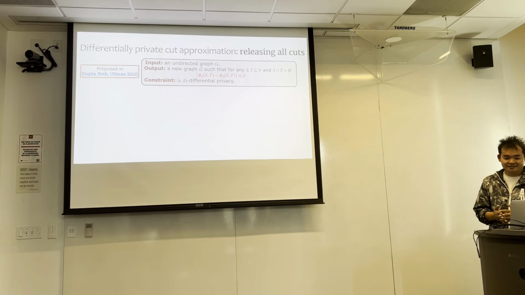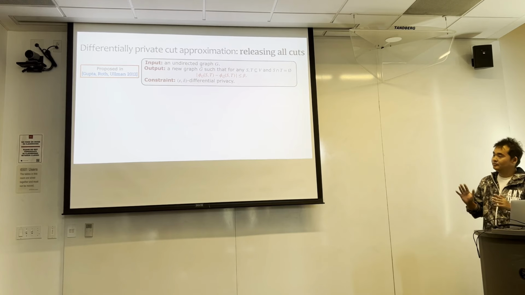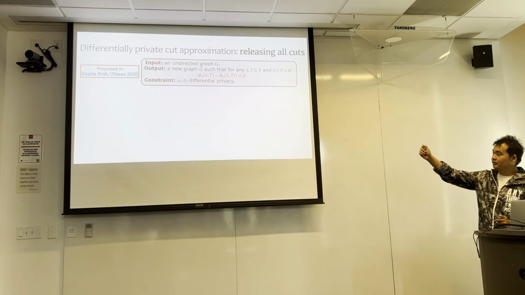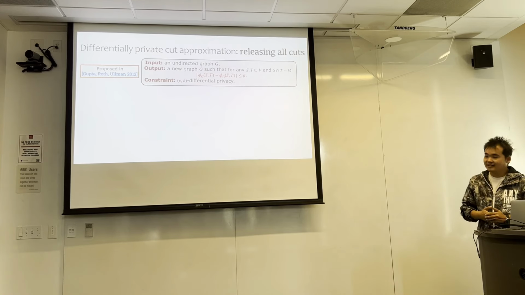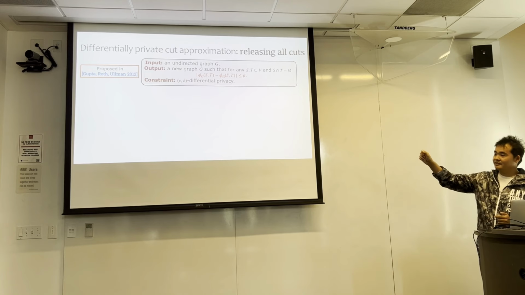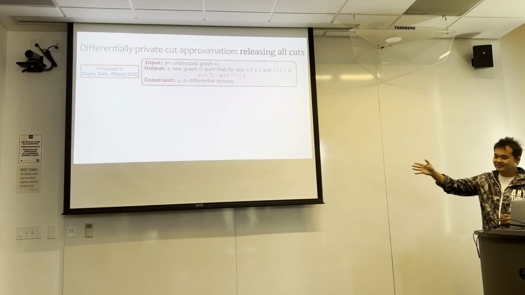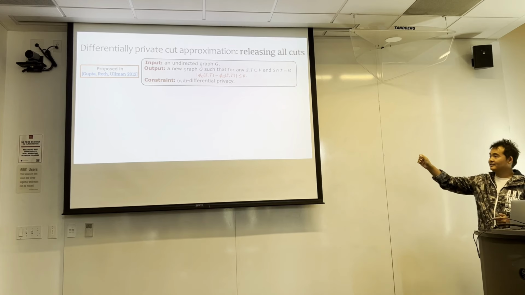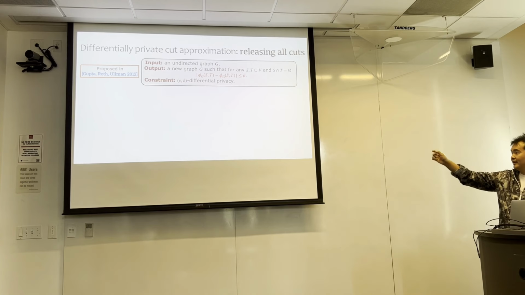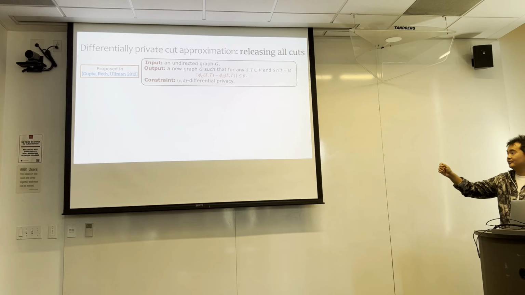Okay, so the classic problem about cut approximation is to output the sizes of all cuts by a synthetic graph. In this problem, we want to output a new graph G hat such that any ST cut query on G can be approximated by asking the same ST cut query on G hat, and the error can be bounded by some additive error beta. An ST cut query is just asking the size of the cut between S and T.